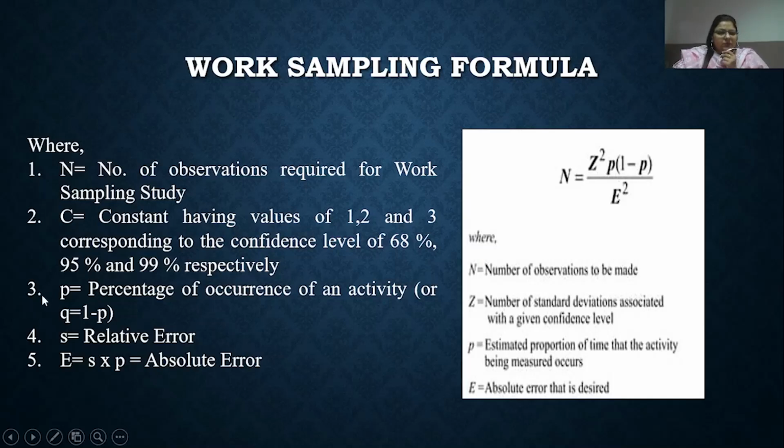The next one is P. What is P? Percentage of occurrence of an activity. Here P says the occurrence of an activity, and 1 minus P is also called Q. S is equal to relative error. And E is equal to S into P, the absolute error.